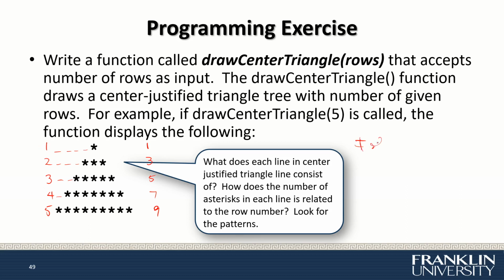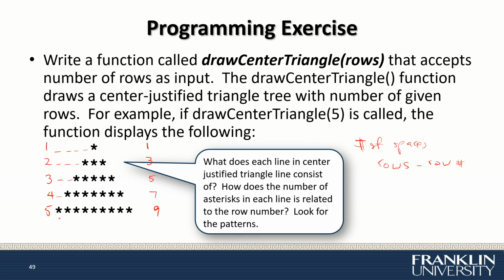The number of spaces will be the number of rows minus your row number. If I roll a 5, my row number is 1, so 4 spaces. What about the asterisk? Do you notice these numbers here? 1, 3, 5, 7, 9. What kind of number are they?